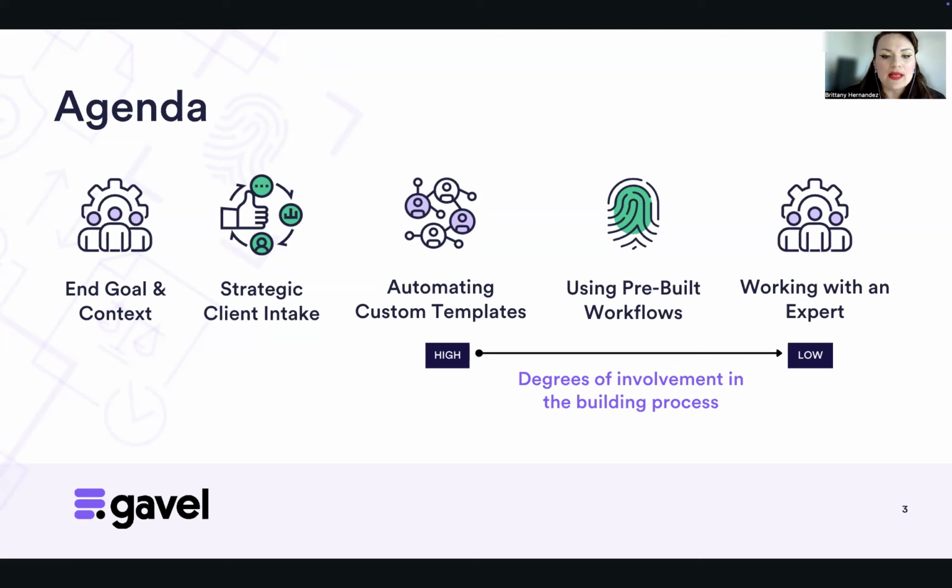The next piece we're going to go into is automating custom templates. So for custom templates, what we want to do is think about our own documents that would be non-standard forms. So these are forms that you have created and built out over many years as you're a subject matter expert in your practice area, and your own PDF or Word documents.